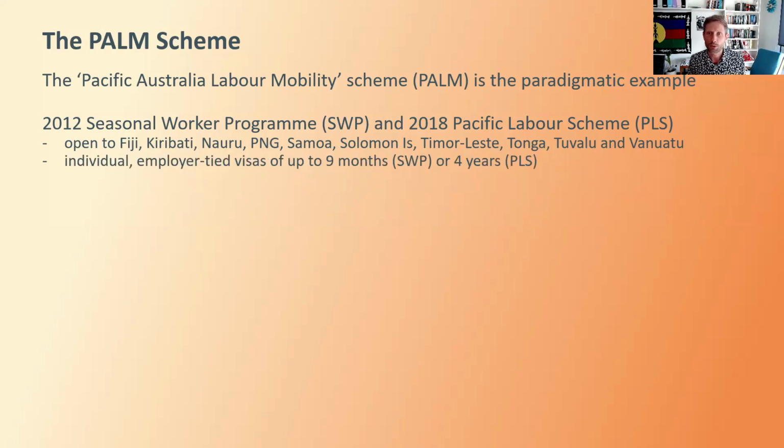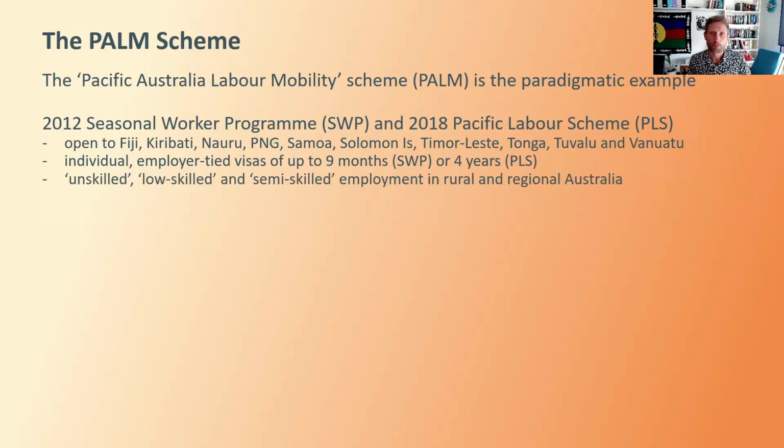But they entail individual employer-tied visas for periods of up to 9 months under the Seasonal Worker Program, but actually for as long as 4 years under the Pacific Labour Scheme. And these jobs are limited to so-called unskilled, low-skilled, and semi-skilled work. We've already heard about these constructions of skill being reflective of racialized overtones, but these positions are tied to these skill classifications, but only in rural and regional postcodes as well. So there's geographic restrictions placed on them.